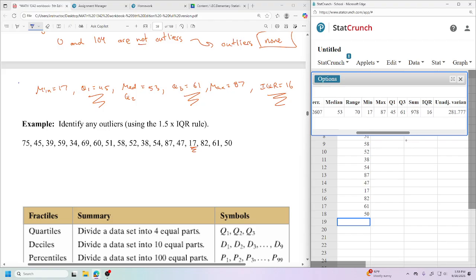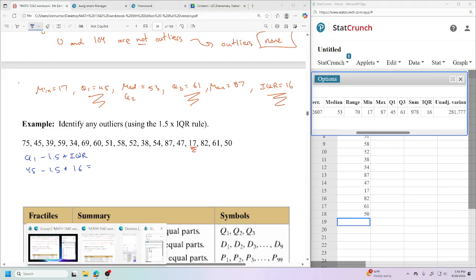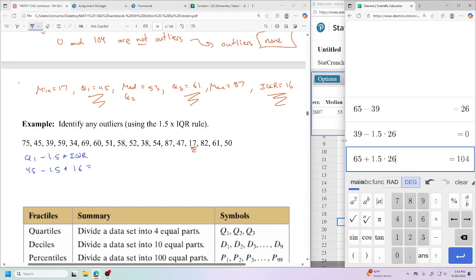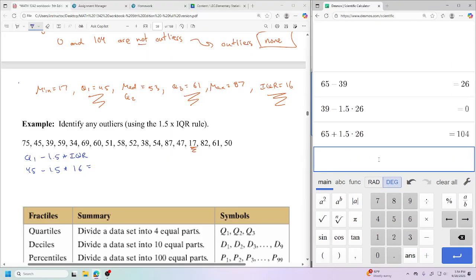All right. So let's do the math. So we got Q1 minus 1.5 times the IQR. So that's 45 minus 1.5 times the IQR, which is perfect. I'm going to go back to my other calculator. I need some Desmos here. But you can do it with a hand calculator as well, obviously. So here we go. 45 minus 1.5 times 16. Okay, 21. And then the other guy, we got Q3 plus 1.5 times the IQR.